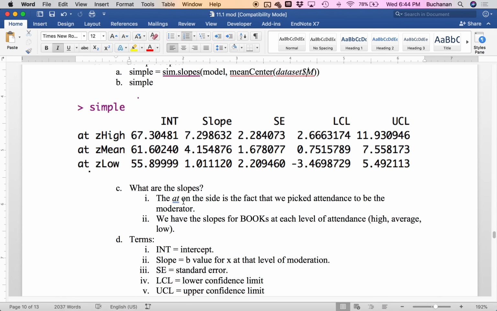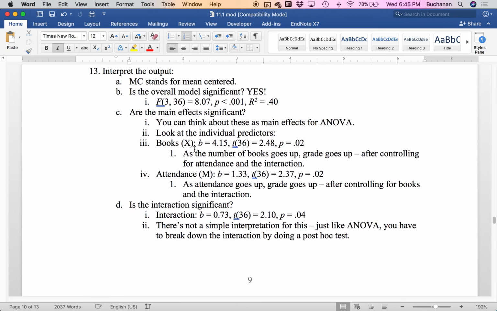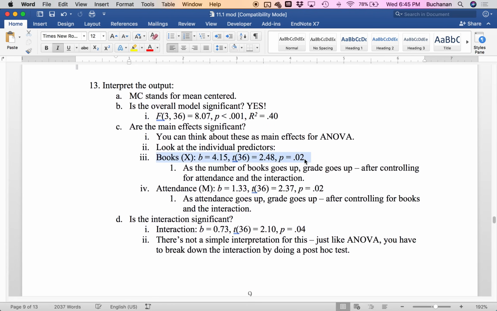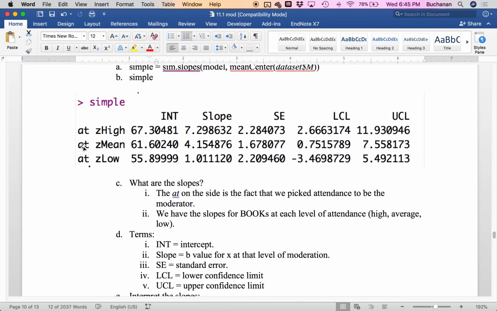Right, so the AT on the side here is the fact that we picked attendance to be our moderator. And then we have the slopes for books at each level of attendance. So we've got low, mean, and high attendance, and then this is the slope for books. And the way that I can tell what it is, look at the average one, right? So I got 4.15. It should match the number from up here, okay? Because our main model that we already ran is the average one. So at average levels of attendance, the slope for books is 4.15.